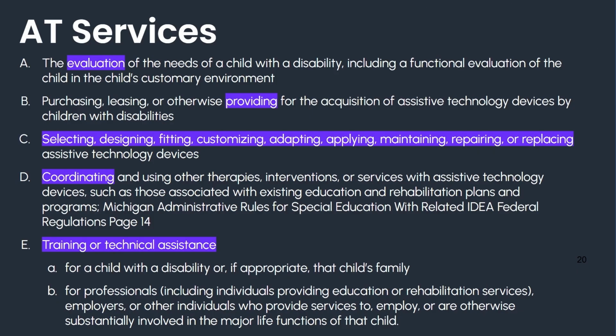Another service is coordinating and using other therapies and interventions or services with AT devices so that they're all kind of doing the same thing and that everyone is on the same page. The last main service is training or technical assistance. Again, we want to make sure that the child with a disability has been fully trained as appropriate, and/or that child's family or their guardians. Additionally, we want to make sure that all of the professionals who are working with that child, or their employers, or other individuals who might work with them or are substantially involved have received training around the AT tools that human needs to be successful in accessing their environment, right?